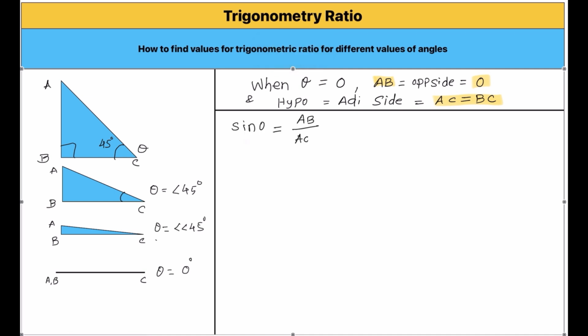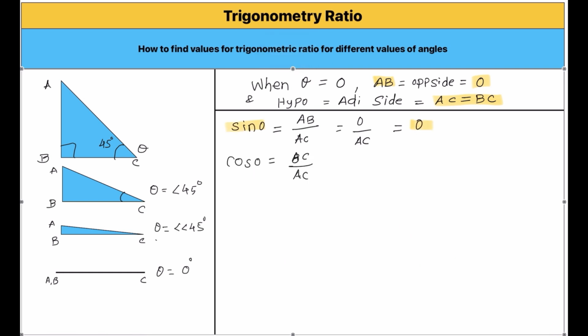What is sine 0? Opposite side, nothing but AB, and hypotenuse, which is nothing but AC. Sine 0 is equal to AB upon AC. But we already know AB is equal to 0 when theta is equal to 0. So we get 0 upon AC. 0 upon anything is equal to 0. Hence, sine 0 is 0.